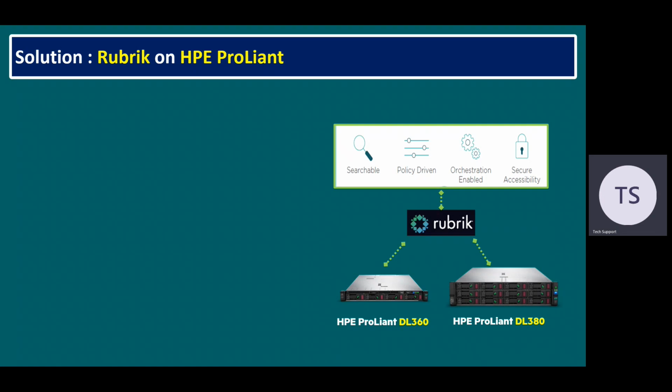Searchable. As I mentioned, indexing is one of the key customer challenges, but Rubrik is providing a global search option. It's like a Google-like search option, and also policy driven and orchestration is enabled. If orchestration is enabled, the key benefit is, even if you want to automate your disaster recovery exercises, using the orchestration we can automate those exercises, annual or yearly exercises.